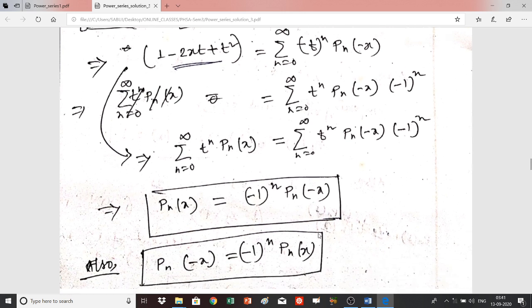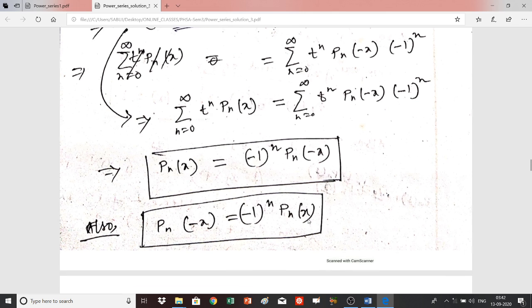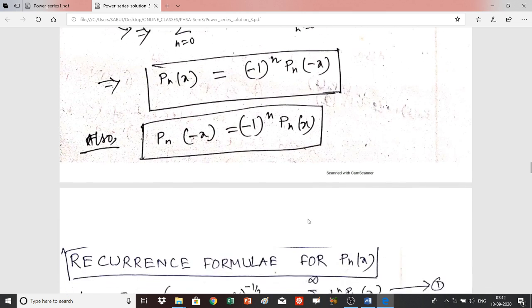So it is another important relation, and similarly you can show that Pn(-x) is equal to (minus 1) to the power n Pn(x). Okay, it is not very difficult. It can also be proved.